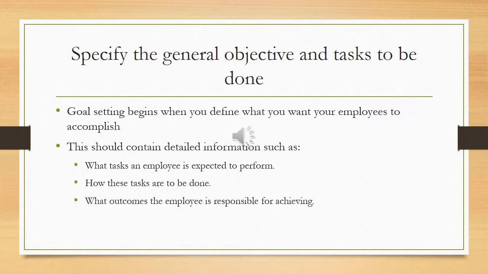When specifying the general objective and tasks to be done within the first step of setting goals, goal setting begins when you define what you want your employees to accomplish. The best source for this information is each employee's job description, if one is available. It details information such as what tasks an employee is expected to perform, how these tasks are to be done, and what outcomes the employee is responsible for achieving.